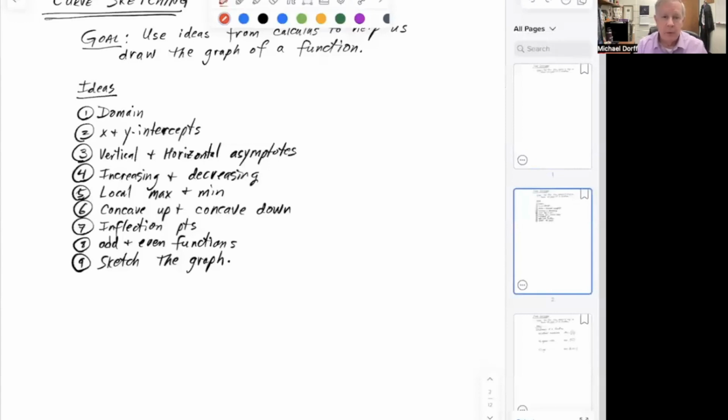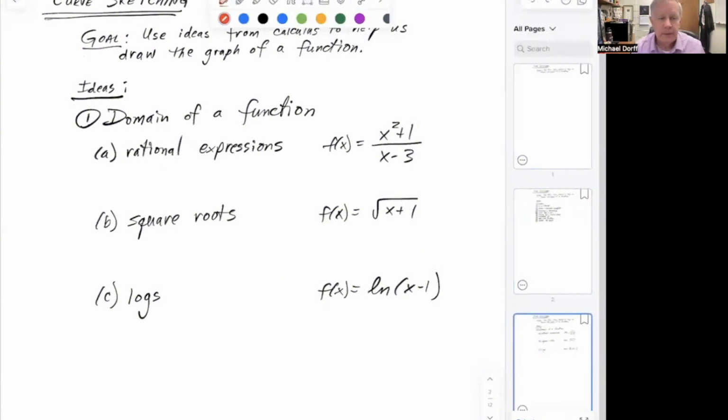Now that's the list of what we're going to do. Let's talk about each of these individually. So first, what's the domain of the function?